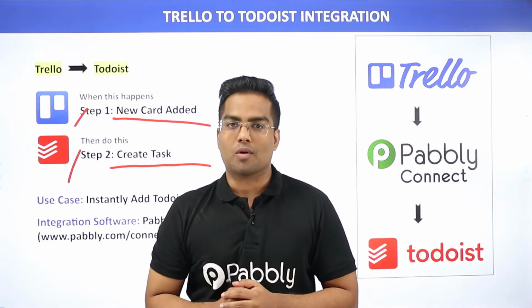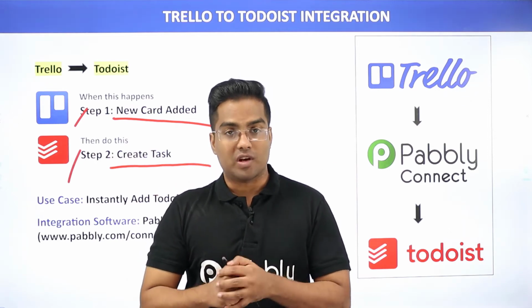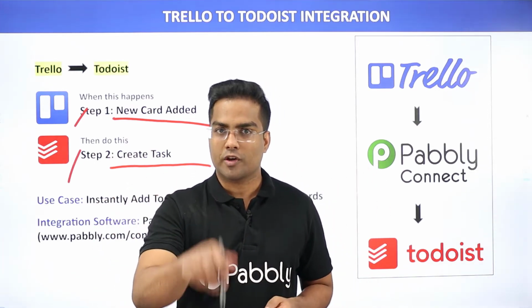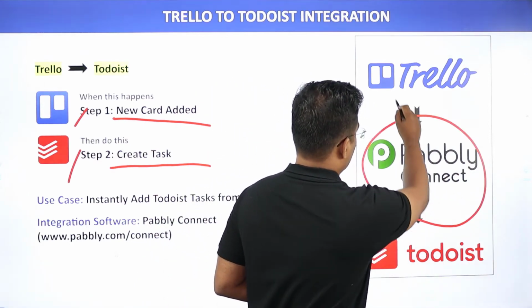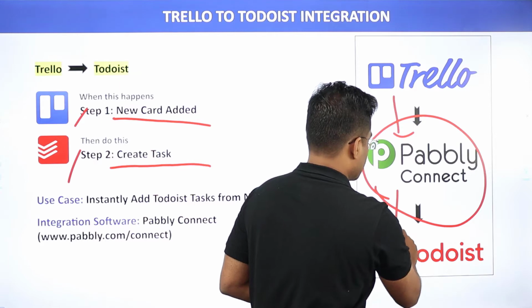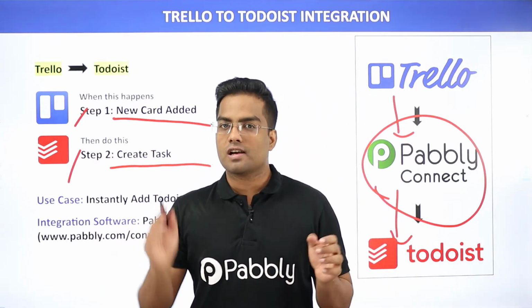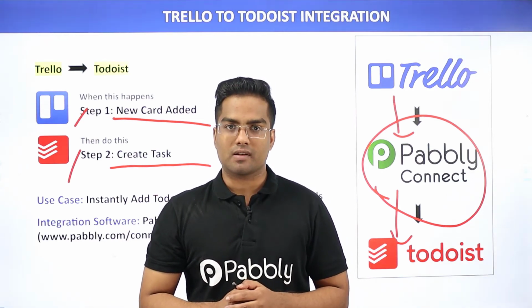But there is one minor problem. There is actually no integration between Trello and Todoist. So in cases like these, we need to bring a third app to connect them both. In this video, we will be using Pabbly Connect to integrate Trello and Todoist. And the best part of using Pabbly Connect is, there is no need for coding skills or programming knowledge. It can be done easily. Let me show you on my screen.